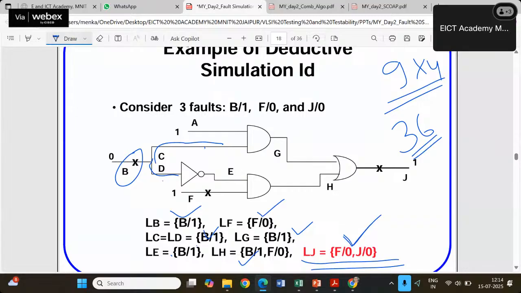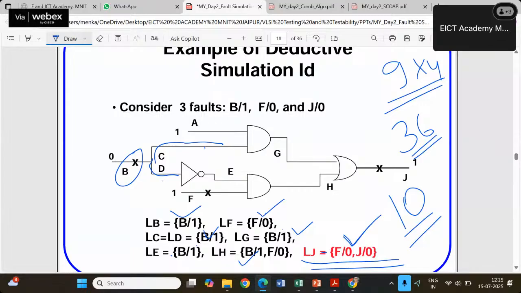But in this particular case, let us count it: 1, 2, 3, 4, 5, 6, 7, 8, 9, 10. Only 10 bit cells are required to detect the same set of faults. So you can see the memory is reduced multiple times. The memory has been reduced, and that's how the less memory consumption is going to happen when we are going to implement this deductive fault simulation technique.